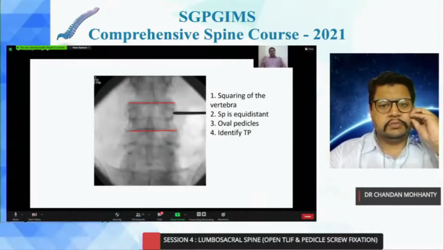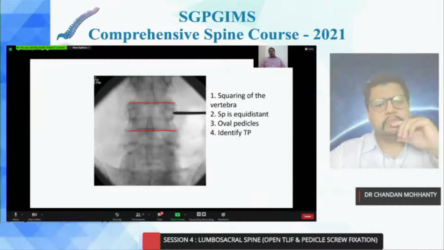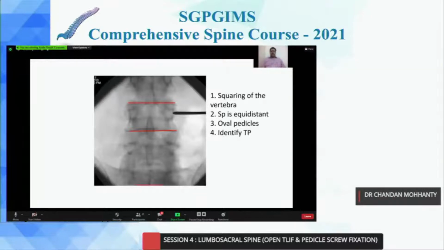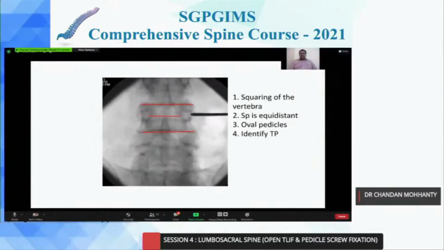The most important thing before instrumenting or before placing a pedicle screw is to get a good C-arm image. We usually start off with the AP image, where there should be a proper squaring of the vertebra. Squaring of the vertebra means the upper end plate and the lower end plate should be completely parallel to each other. The spinous process ought to be equidistant from the pedicles. The pedicle should be oval, and the transverse process should also be identified ideally. Once this clear X-ray is identified, the vertebral level of interest, we usually dock at the 3 o'clock position of the pedicle on the left side, and then using a gentle corkscrew method, we proceed forwards.